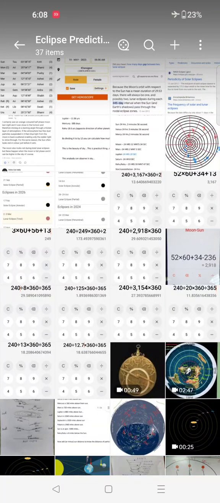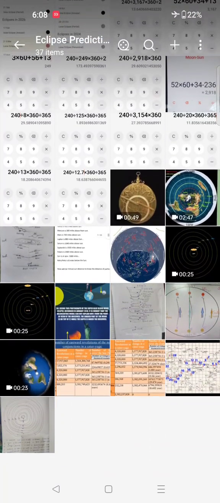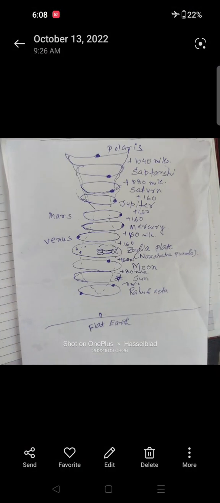Friends, every globe earther asks flat earthers: can you predict a solar eclipse or lunar eclipse in your flat earth model? Today I will explain how it is easy to predict a solar eclipse as per the flat earth model, and by the end of this video you also can predict eclipses. So let's start with the basics.